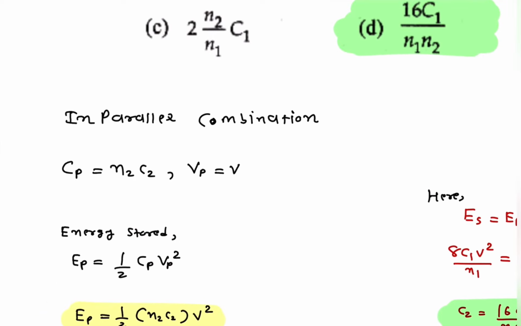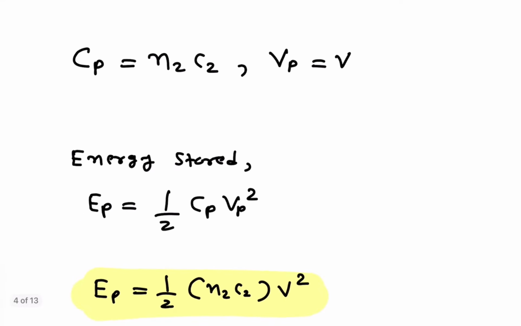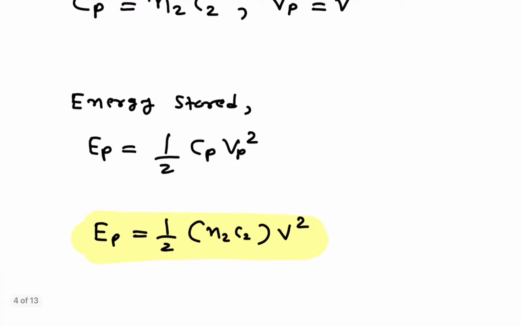Now in case of parallel combination, the equivalent capacitance Cp is equal to N2 times C2, because there are N2 capacitors connected in parallel, and Vp is equal to V. So the energy stored in the parallel combination EP is equal to 1 half Cp into Vp square. In place of Cp we write N2 into C2, and Vp square is V square. So EP is equal to 1 half N2 times C2 into V square. That is equation number 2.